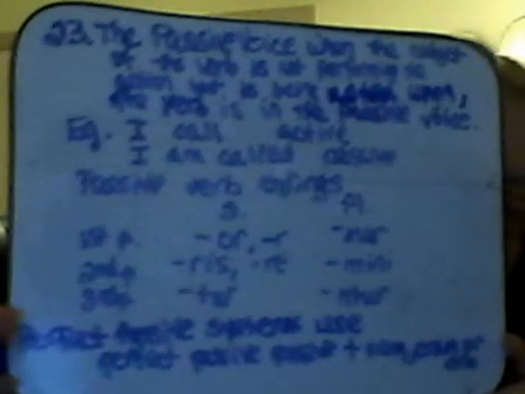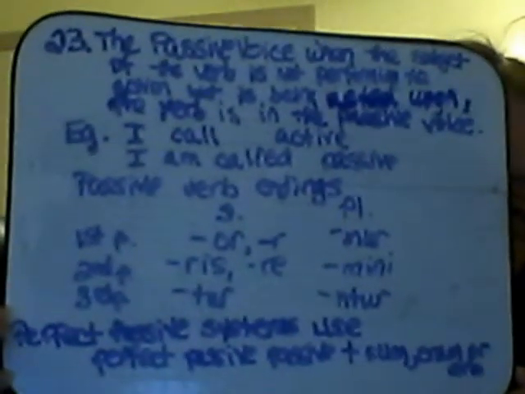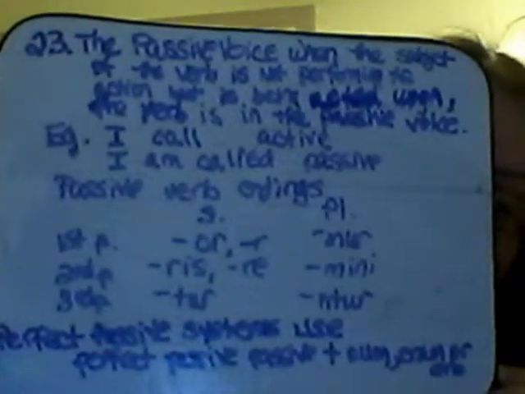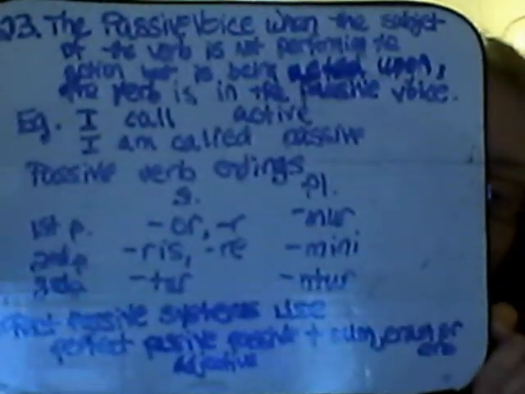On page 105, there is a short note: the perfect passive systems of the verb use the perfect passive participle plus sum, eram, or ero. It's sum when it's perfect, eram when it's pluperfect, and ero when it's future perfect.